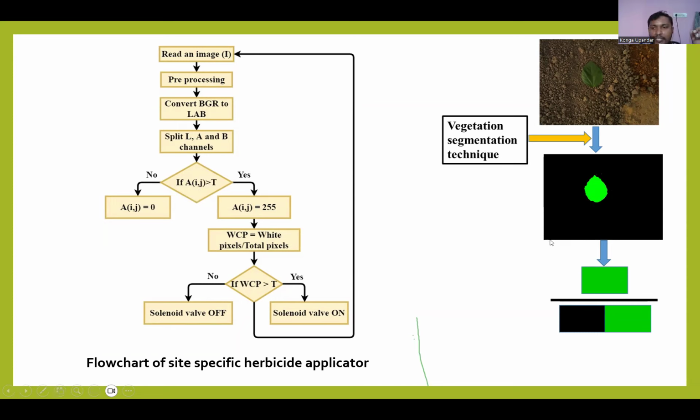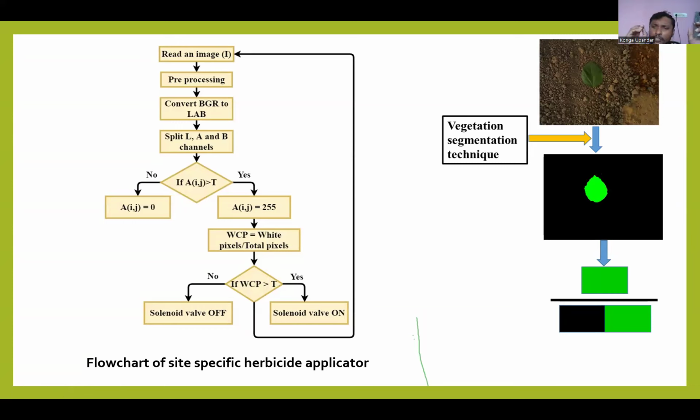Now we are going to calculate the number of pixels. Assume this image size is 640 by 480, so the total number of pixels is 640 into 480. Out of those pixels, we calculate how many belong to this plant region. That is the weed coverage percentage. According to the weed coverage percentage, we are going to trigger the nozzle.